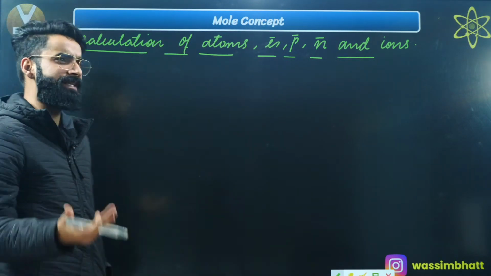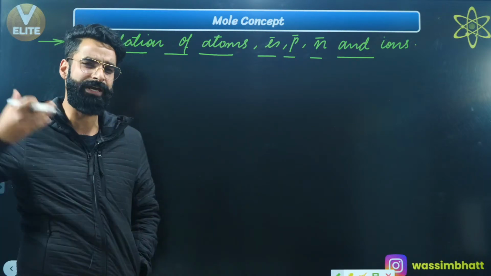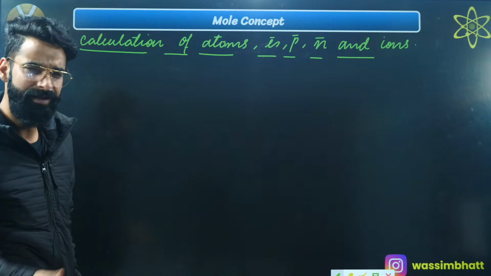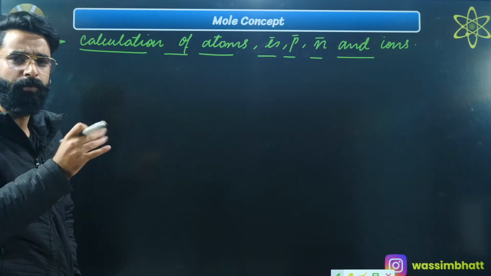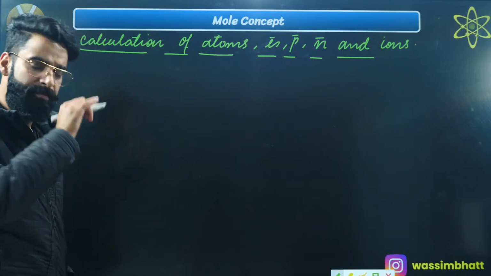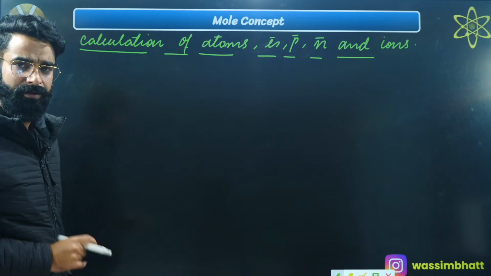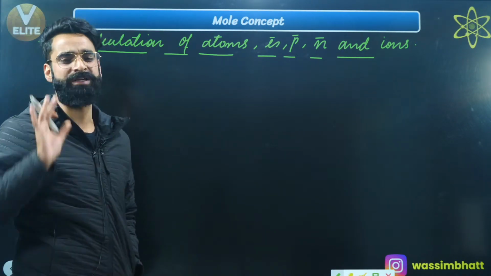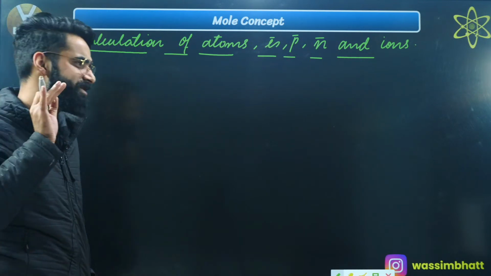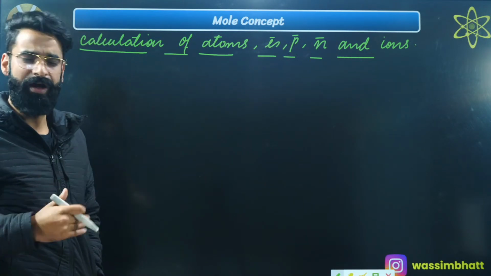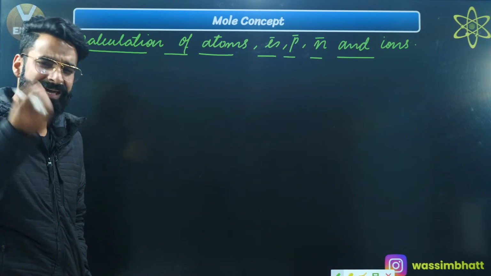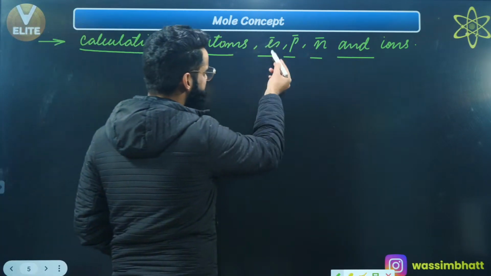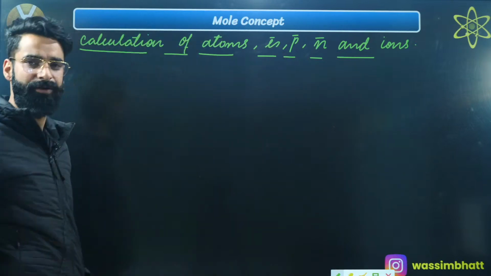How do we calculate the atoms? How do we calculate the electrons? How do we calculate the protons? How do we calculate the neutrons? And how do we calculate the ions? Let's have a look exactly how we do that. Before talking about the question, let me give you one small block diagram. If you remember that block diagram, you can easily solve the questions based on the calculation of atoms, electrons, protons, neutrons, and ions.